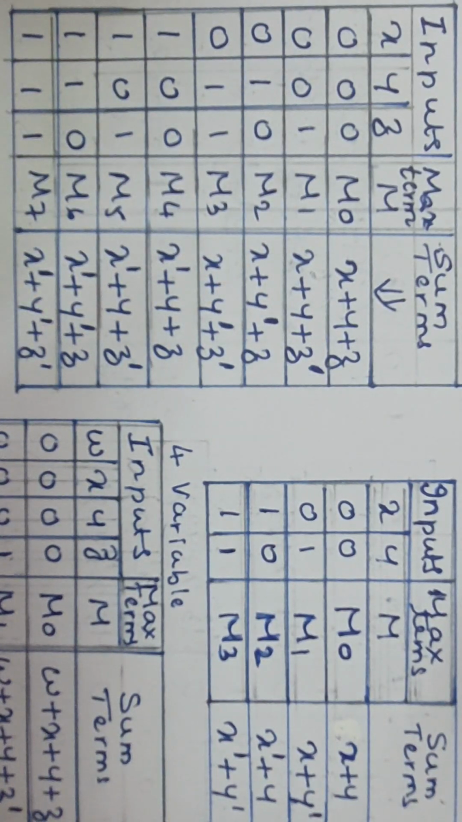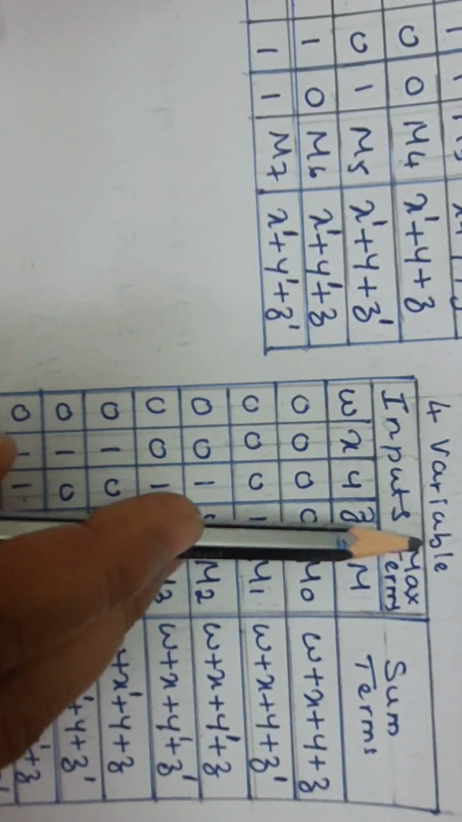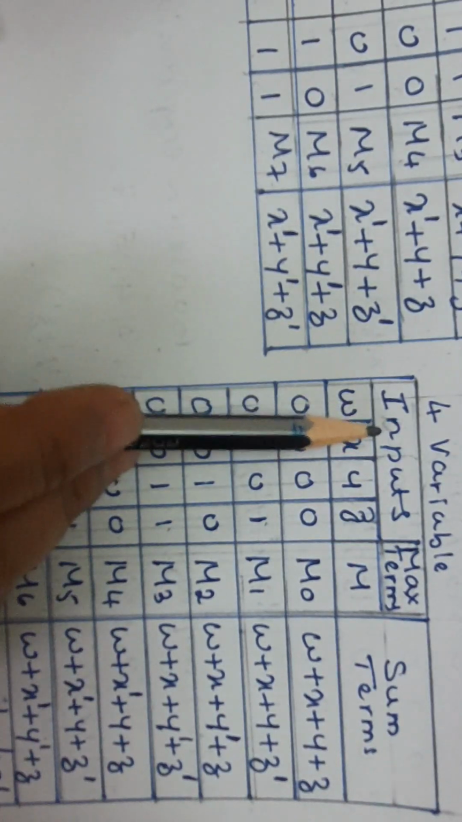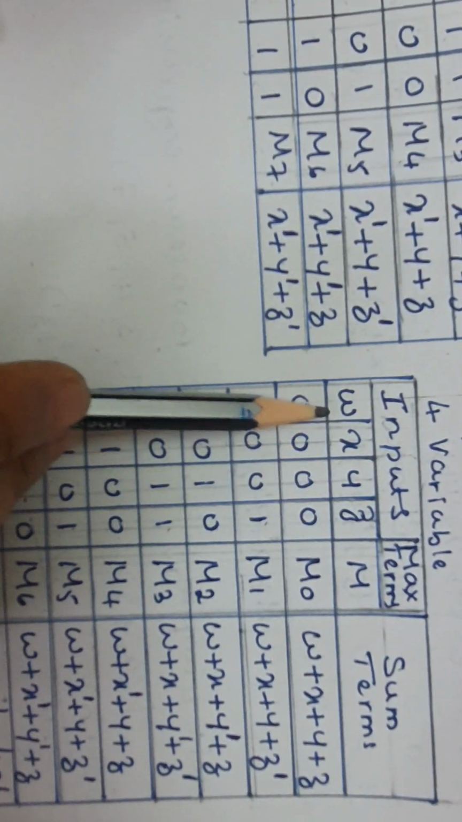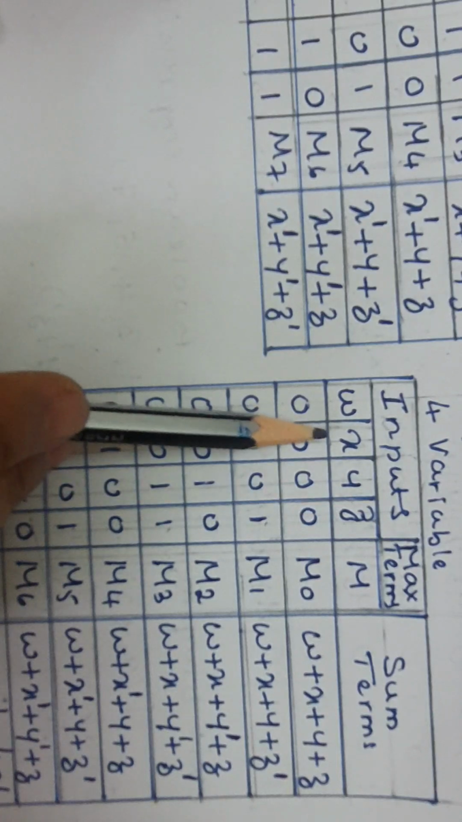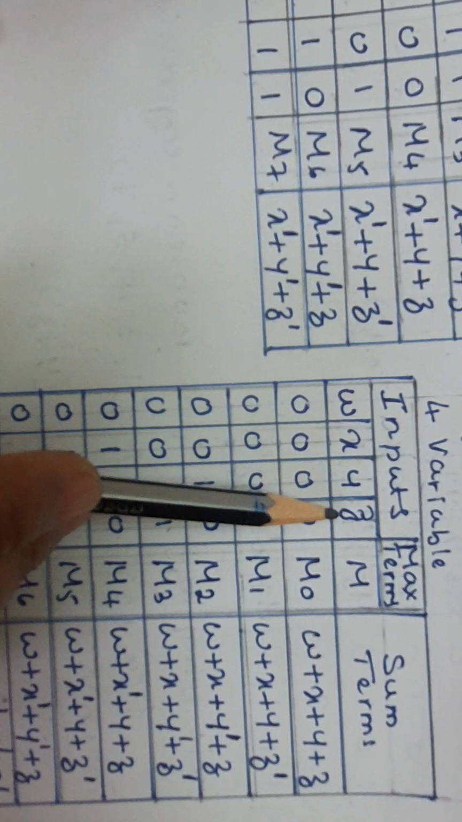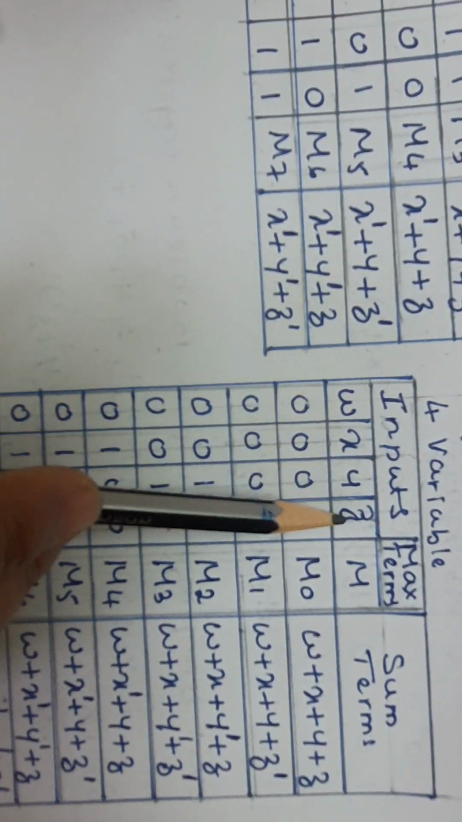Okay. So with this understanding, next we shall move on to 4 variable Boolean function or digital system. In a 4 variable digital system or Boolean function, there will be 4 input variables. So let the inputs be w, x, y, z. Here we are taking w, x, y, z, but if the problem gives a, b, c, d, those only we'll have to take. Anyway, there are 4 input variables. Here we are taking w, x, y, z.